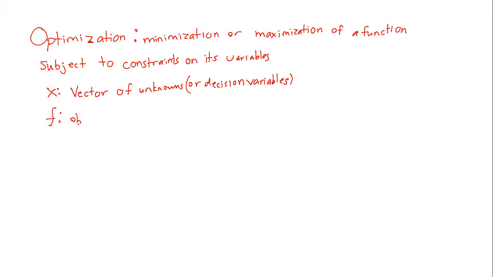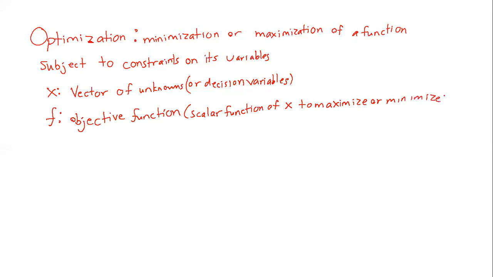F is going to be the objective function. This does need to be scalar. It's a scalar function of x to maximize or minimize. Ci here is a constraint function. So these will be equalities and inequalities that x has to satisfy.